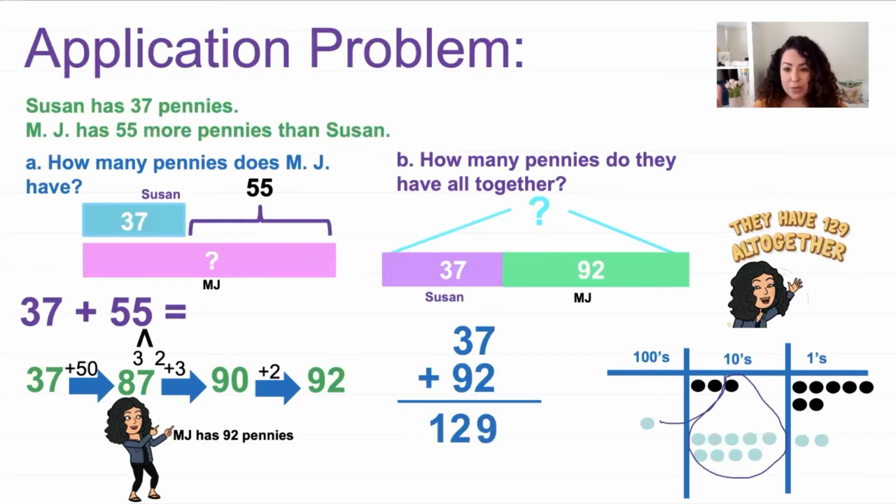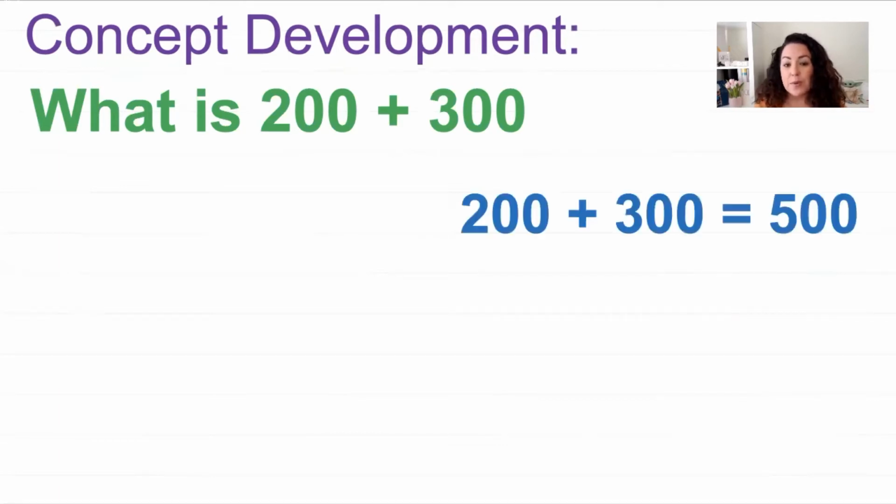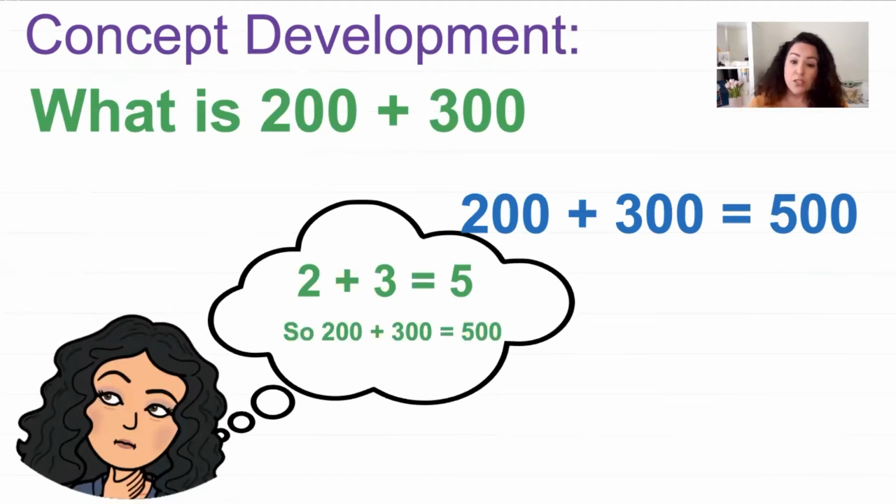Now that our brains are warmed up, let's jump into the concept. For our first problem in our concept today, we have: what is 200 plus 300? Can you solve that in your head? Well, 200 plus 300 is equal to 500. If you had some trouble solving that in your head, let me show you how I solved it. I know that 2 plus 3 is equal to 5, so that means that 200 plus 300 is equal to 500.